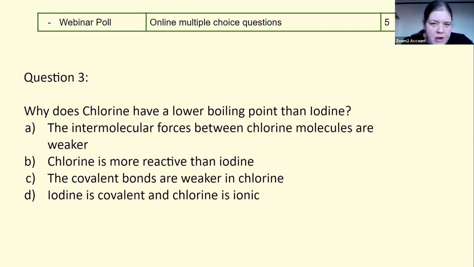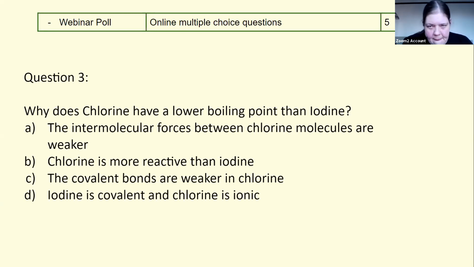So why is chlorine lower boiling point than iodine? Is it to do with the intermolecular forces? Is it to do with reactivity? Are the bonds weaker in chlorine, or is iodine covalent and chlorine ionic?